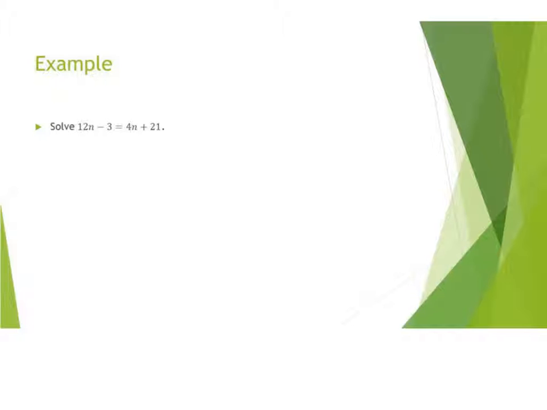Okay, let's work out an example. We've got 2 of them actually. If you have a variable on both sides, your first step needs to be to get the variables to one of the sides. It doesn't matter which side, but you might try to get a positive variable. So here I'm going to subtract 4n. That's going to undo the 4n on the right. The 4n minus 4n on the right is going to cancel, and on the left, I'm going to have 8n minus 3 equals 21.